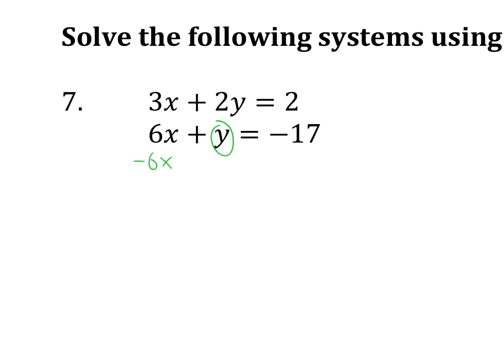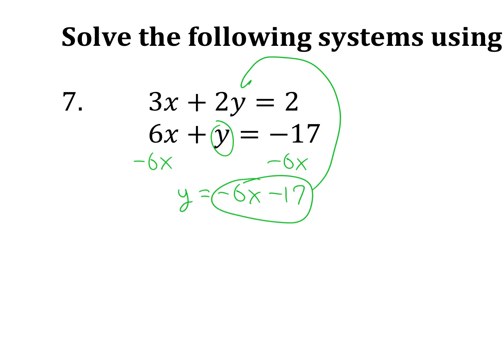We can subtract 6x here. And now you can see what we're going to have. We're going to have y equals negative 6x minus 17, okay? Now that we've done that, if you didn't know where to go from there, why don't you guys try to do the same thing as before. Take this negative 6x minus 17, plug it in for y in the other equation. Go ahead and see how you do.